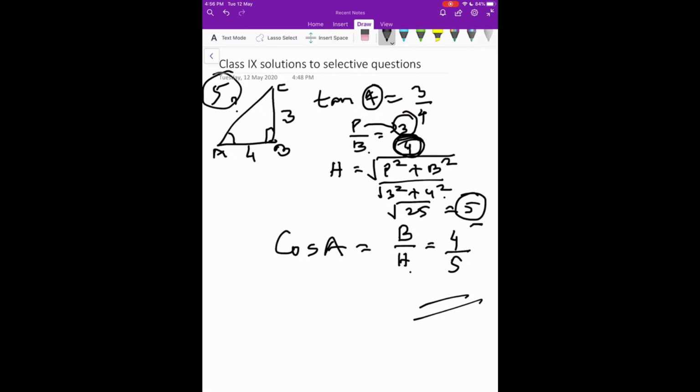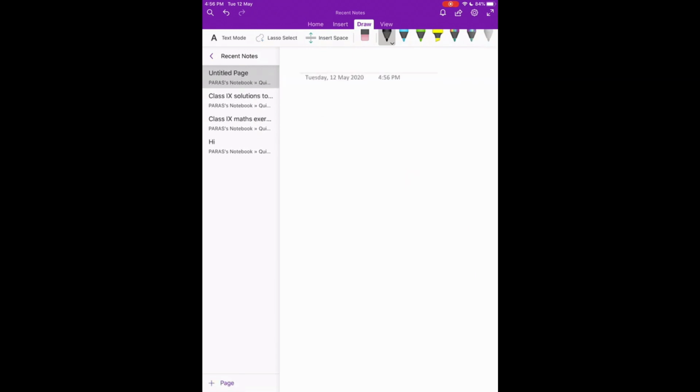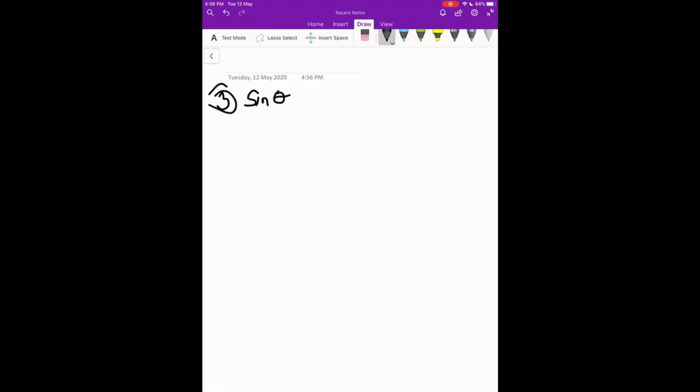Now the next question which I'm going to do is question number, okay, somebody had asked question number 3 also. I think I skipped that. So let me go to question number 3. So let's see what that question number 3 is. In that question number 3, it is written that sine theta is equal to 8 by 9. Now find the value of sine theta plus cos theta. So you have to find out sine theta plus cos theta.